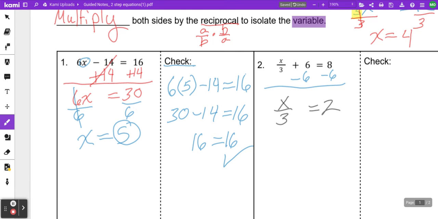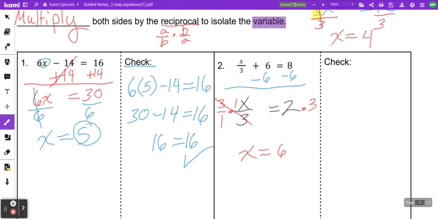Okay, now it says multiply by the reciprocal. Technically, there's an invisible 1 right there. So when I flip my 1/3, it becomes 3 over 1. And then I multiply on the other side. That makes your 3's cancel because 3 divided by 3 makes 1. And so we have x equals 6.